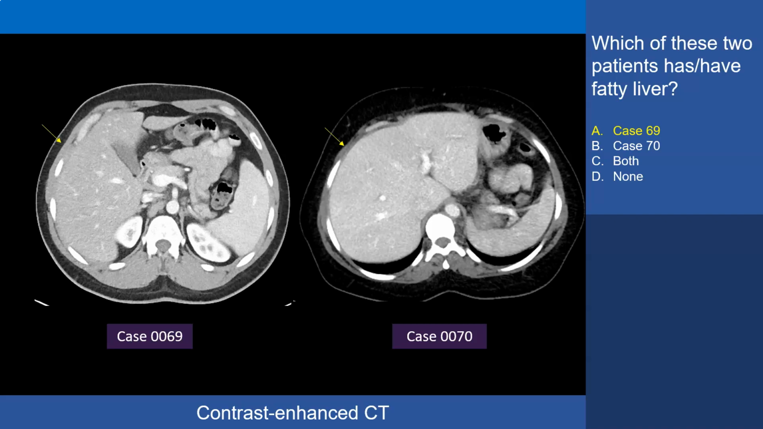Let us look at one of the helpful criteria for the diagnosis of fatty liver in the contrast-enhanced CT, which is the difference in the attenuation value on this contrast-enhanced CT between the intercostal muscles and the liver. If the attenuation value is more or less the same, like in case 69, then we most probably are having fatty liver. The normal situation is illustrated by case 70, where the contrast-enhanced liver has a definitely higher attenuation value than the intercostal muscles.